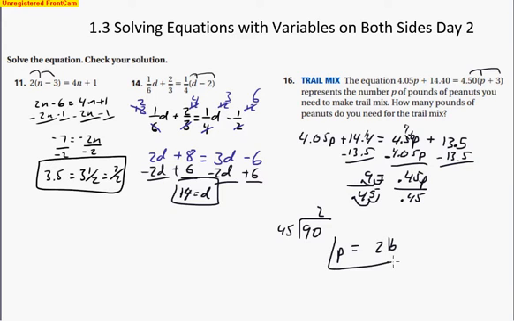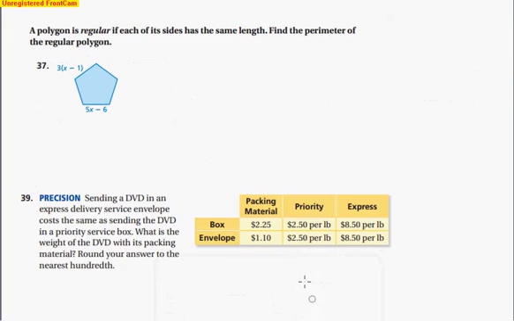Looking at the next problem here, it says that a polygon is regular if each of the sides has the same length.